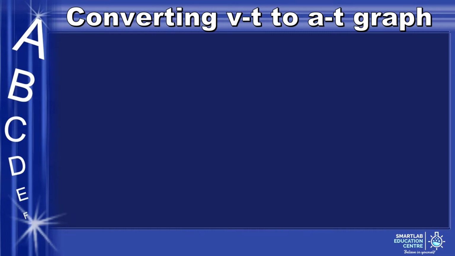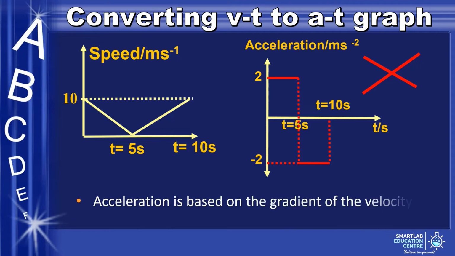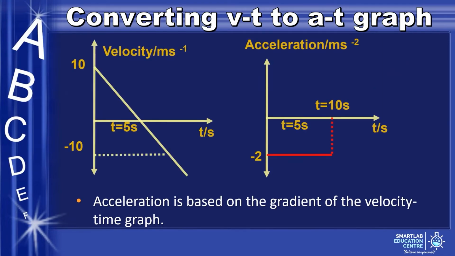A common mistake students make is to use the speed-time graph to draw the acceleration. This is wrong. Take note that acceleration can only be determined by the gradient of the velocity-time graph, as both velocity and acceleration are vectors, whereas speed is a scalar. Hence, this should be the acceleration-time graph.